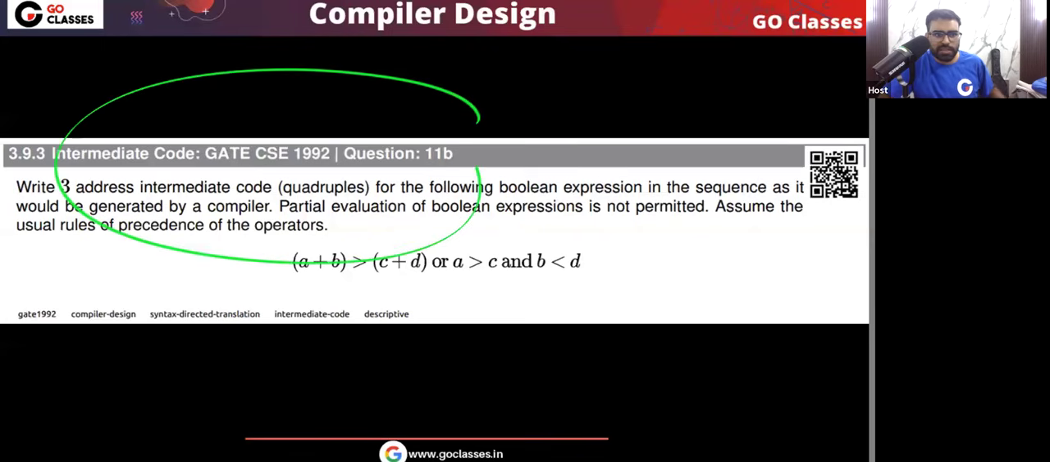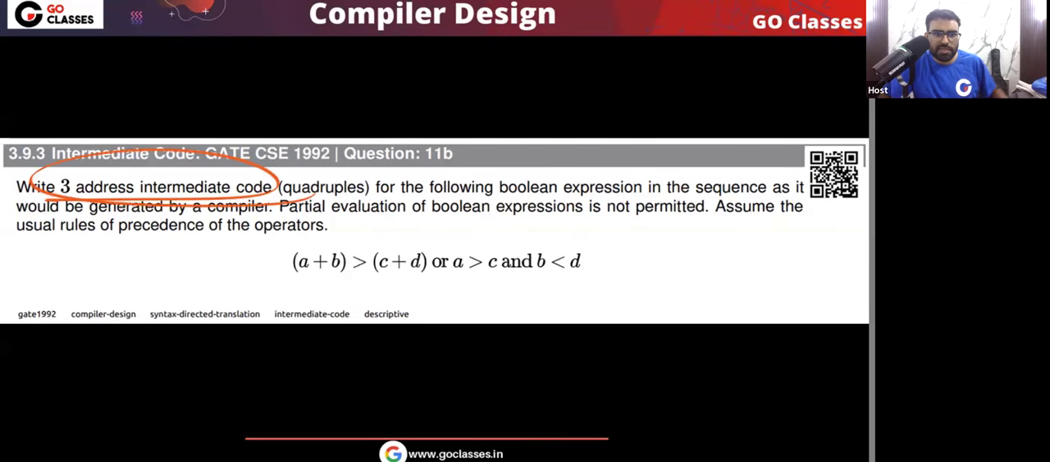Let's solve a GATE 1992 question. Write 3 address intermediate code in the quadruple representation for the following Boolean expression in the sequence as it would be generated by the compiler. So this expression is given to us in the high level language. We need to convert this to 3 address intermediate code. Also, we need to find the quadruple representation. The question says assume the usual rules of precedence of the operators. What are the usual rules of the precedence of operators?